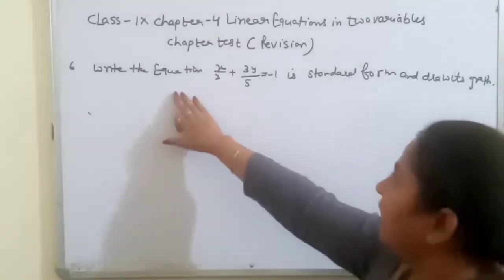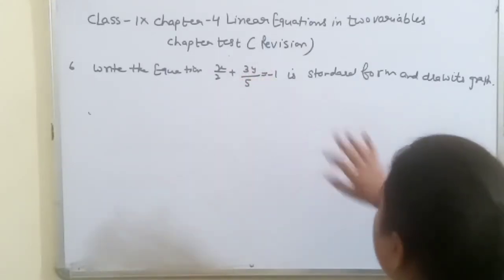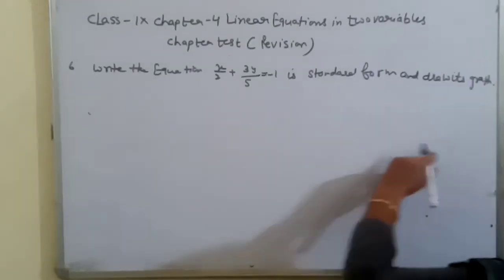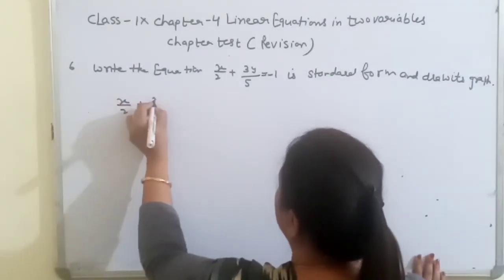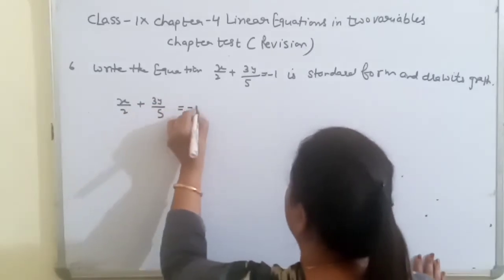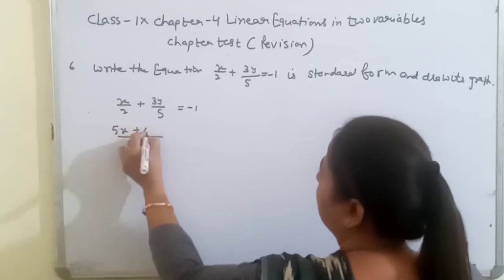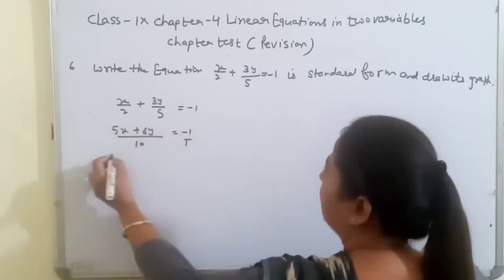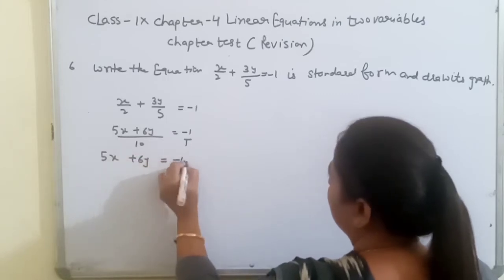Question number 6: write the equation x by 2 plus 3y by 5 equal to -1 in the standard form and draw its graph. Firstly we have to write the equation: x by 2 plus 3y by 5 equal to -1. Take the LCM, this is 10. 5x plus 6y equal to -1. Now do the cross multiplication: 5x plus 6y equal to -10.